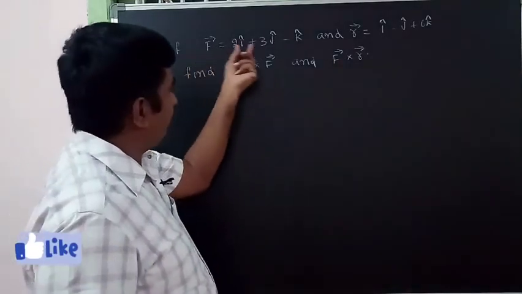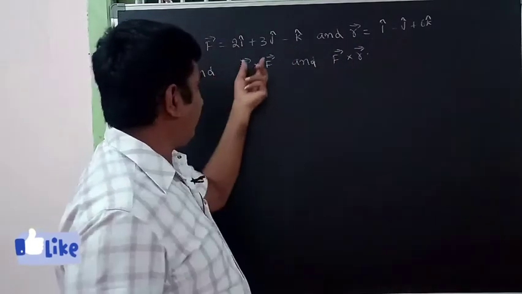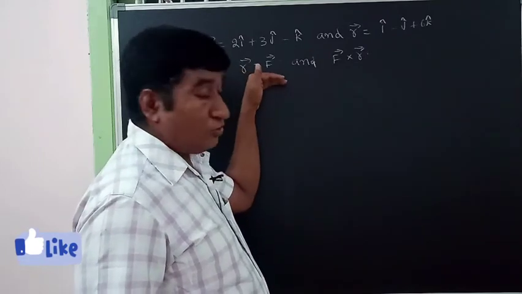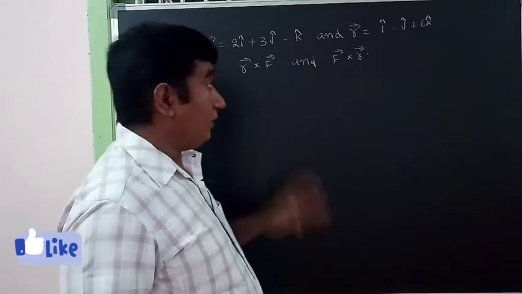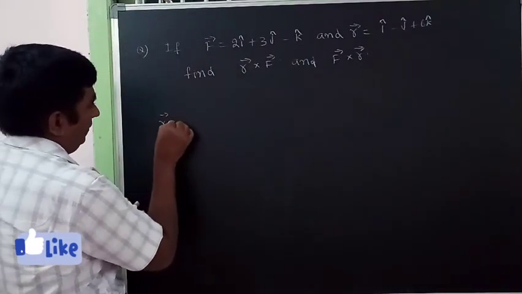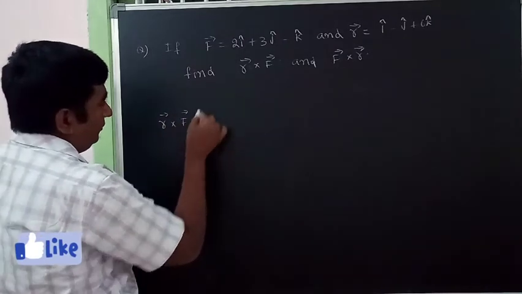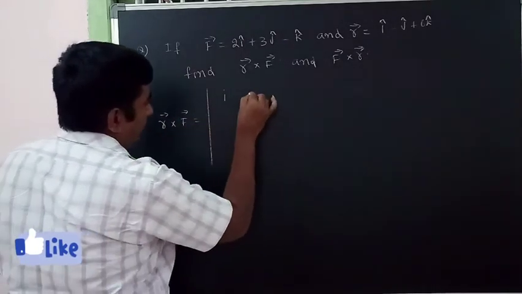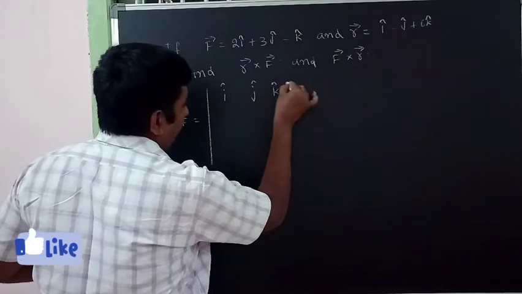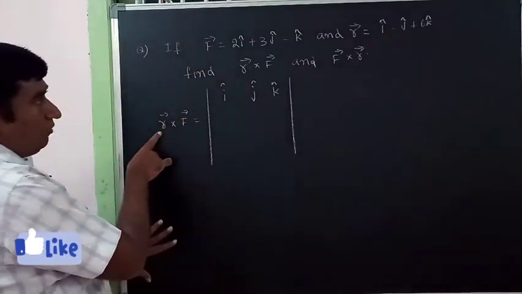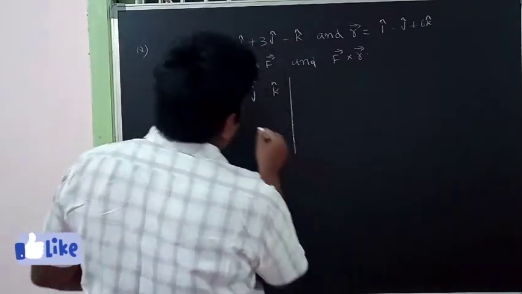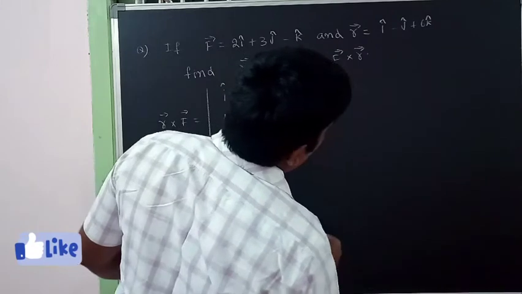If f vector and r vector are given, find r vector cross f vector and f vector cross r vector. Here a vector cross b vector is not equal to b vector cross a vector. You can see we can find that. First we will find r vector cross f vector. So take i, j and k cap. First we take r vector, so we should take r vector first. The i value is 1, the j value is -1 and the k value is 6.